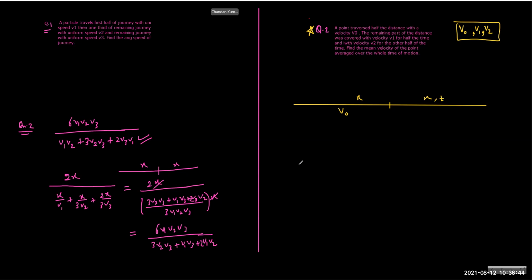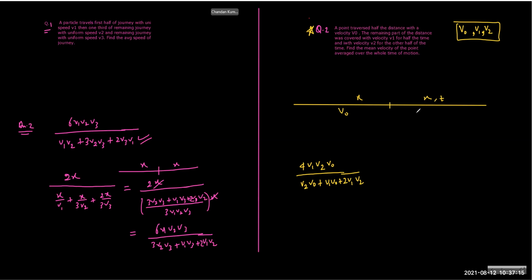Yeah, tell me the answer. So 4 v1 v2 v3 upon v2 v naught plus v1 v naught plus v1 v2, you're saying this one? Divided by v2 v naught plus v1 v naught plus 2 v1 v2. Okay. Let me check.